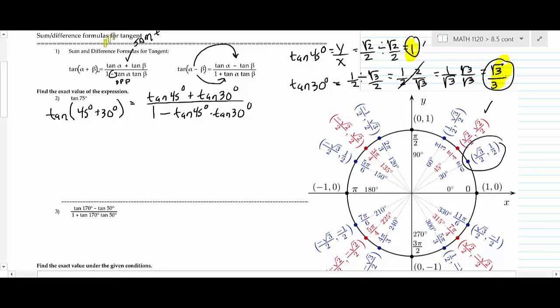Now let's plug everything in and see what we have. The tangent of 45 is 1. The tangent of 30 is square root of 3 over 3. And then on the bottom we have 1 minus the tangent of 45, which is 1, times the tangent of 30, which is square root of 3 over 3. So that's the algebra problem that you have to work with. We have to simplify two things. First of all, this is a complex fraction, which we've seen before. How do you make that 3 go away?